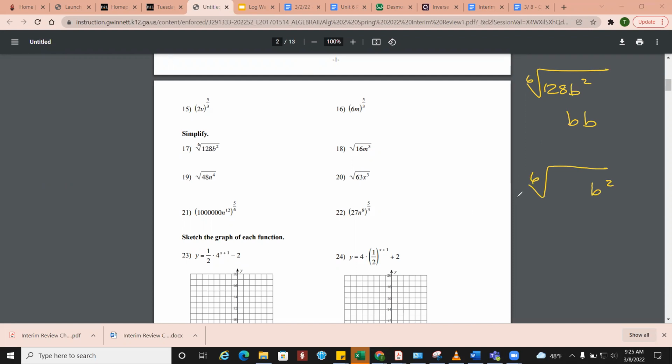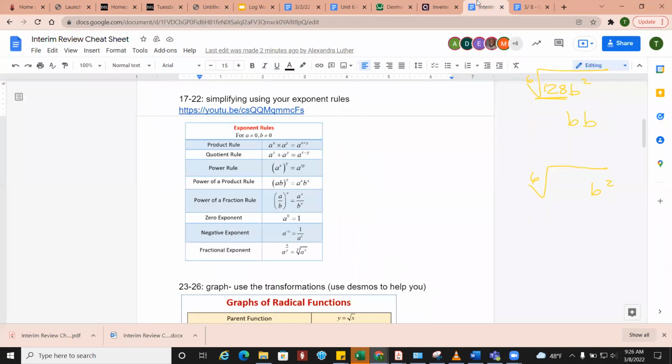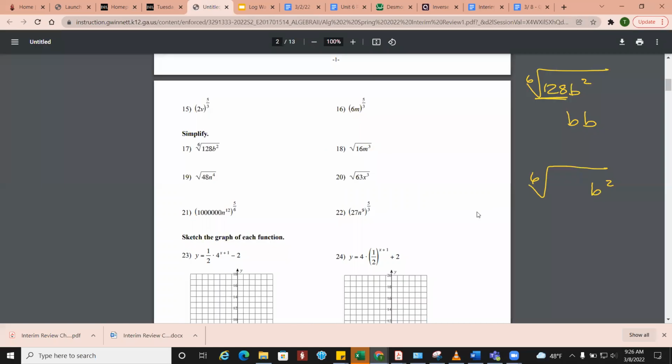It's kind of like getting in an Uber. If you don't have enough to go on into the Uber, you can't leave, right? So you have to stay inside the little radical. Okay. This 128, if I plug it into my calculator, I go in here and say 128 raised to the 1/6 power, because that's the same thing as taking the 6th root. That gives me a decimal, so I know that it's not going to be a whole number.